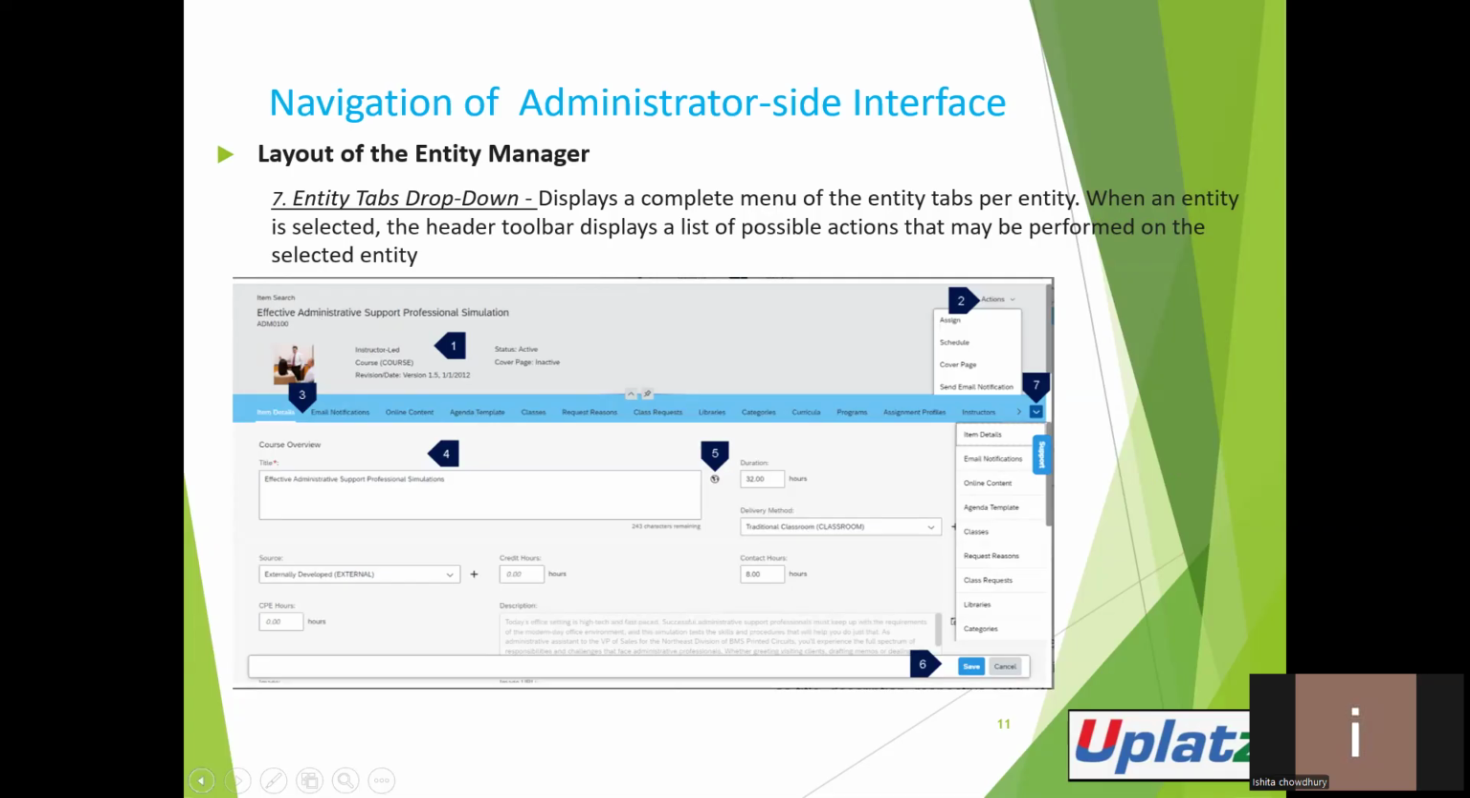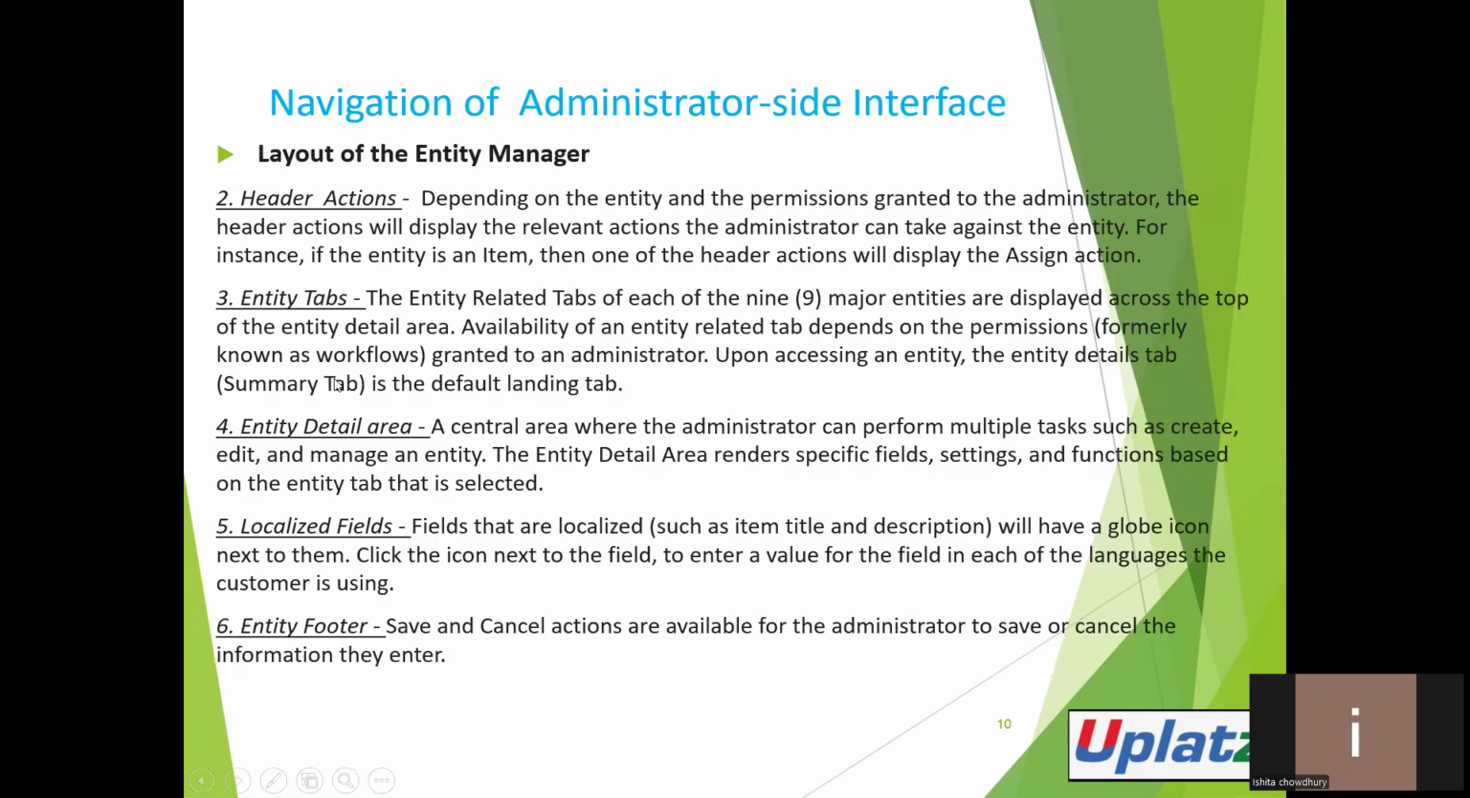All right. Now let's look at the next point, which is header actions. Depending on the entity and the permissions granted to the administrator, the header actions will display the relevant actions the administrator can take against the entity. For instance, if the entity is an item, then one of the header actions will display the assign action.